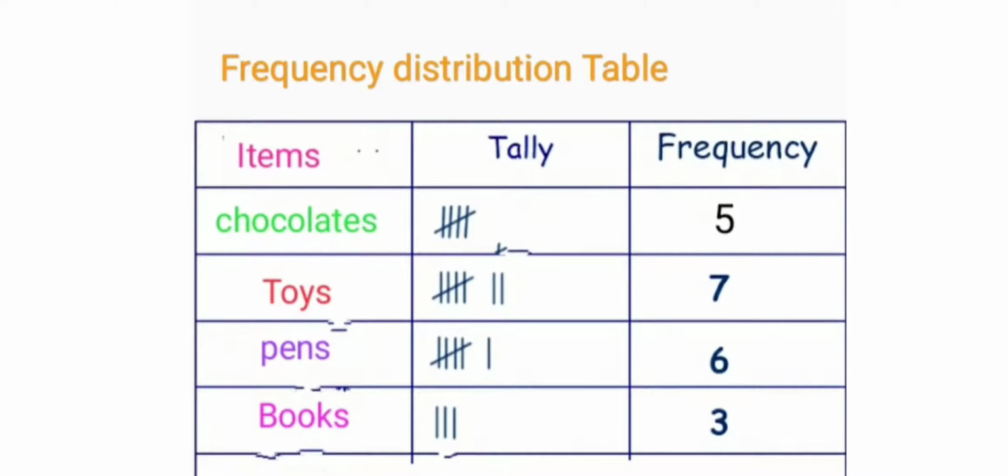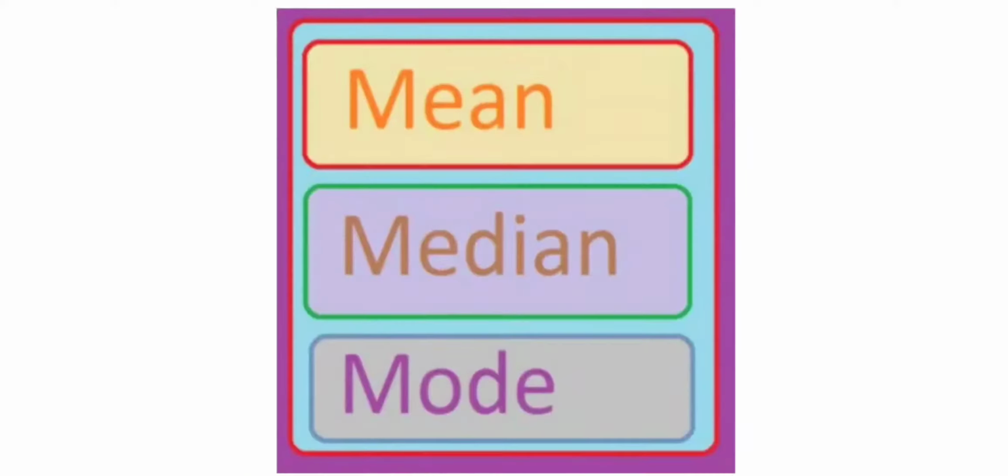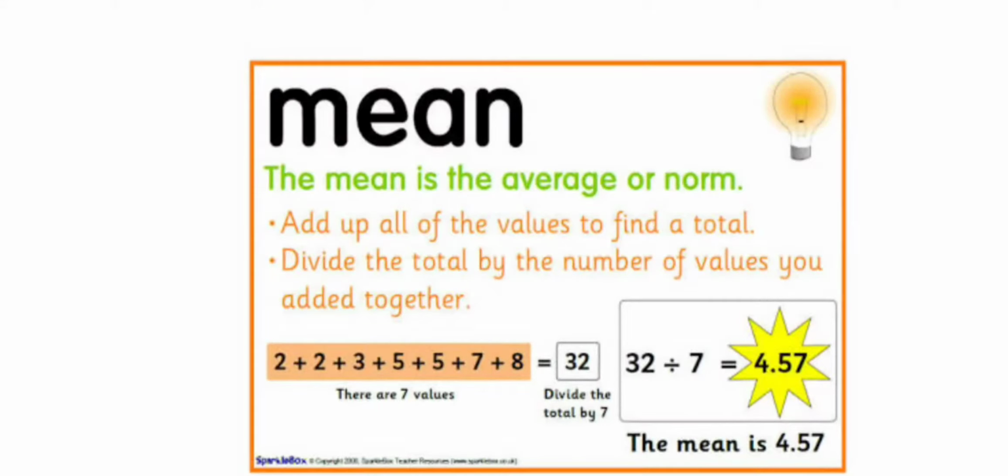Next is mean, median, mode of the data. So let's start. First is mean. Mean is the average or norm. Add all of the values to find the total and divide the total by the number of values. Here 2, 2, 3, 5, 5, 7, 8. These are the raw data. When you add them up, the total is 32. There are 7 numbers, so 32 divided by 7 is 4.57. So the mean of this data is 4.57.